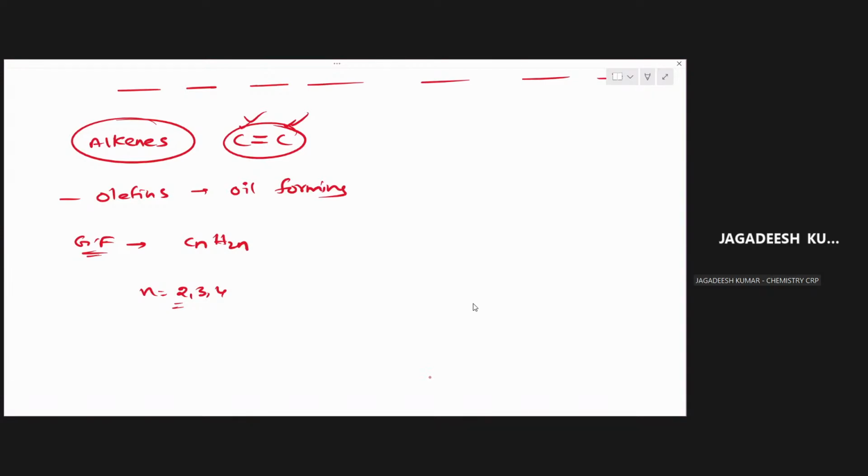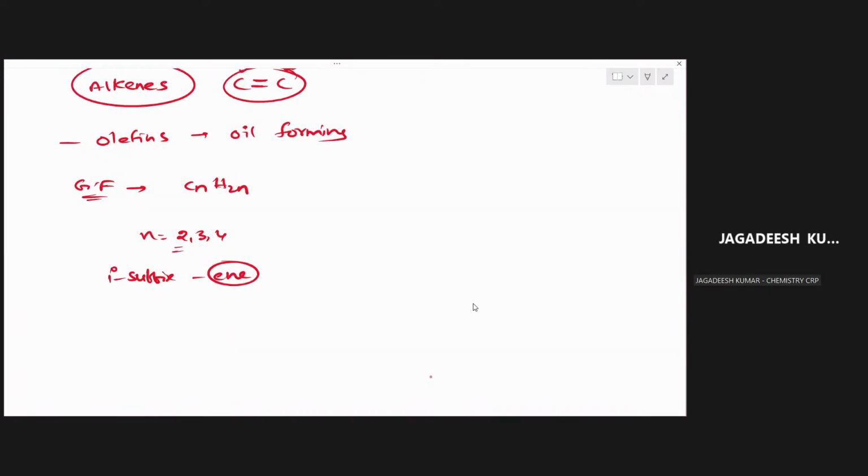So here, primary suffix what? ene we are getting. So the IUPAC name we are taking is alkene. Here ene is the primary suffix and alk is the root word.